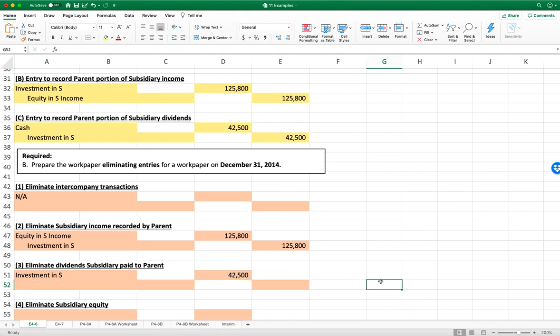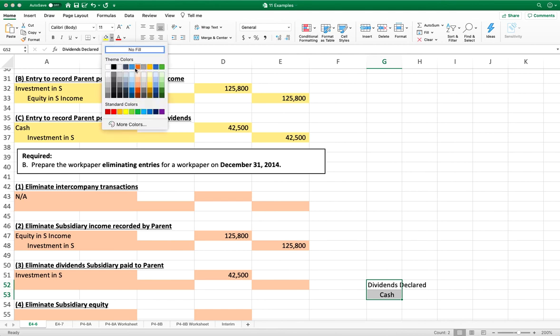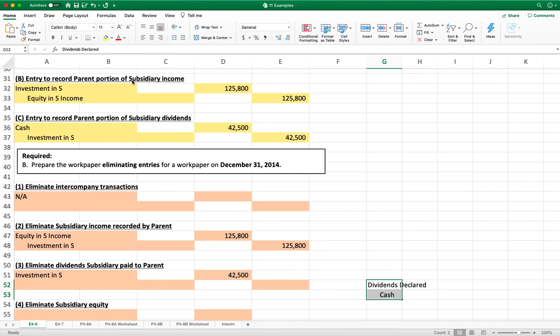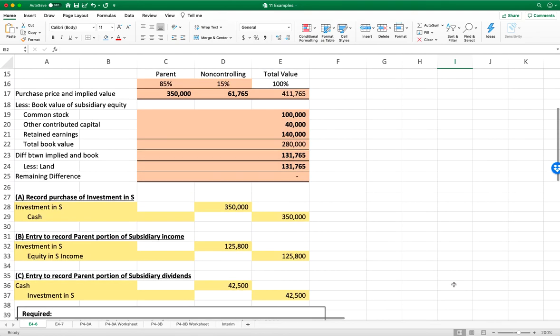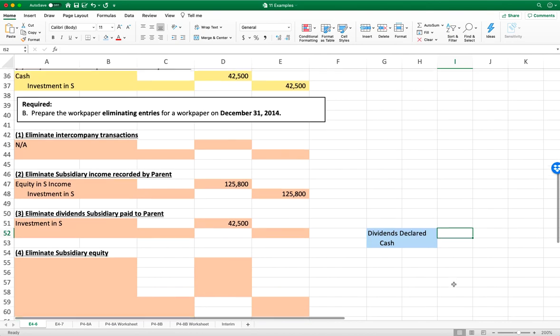So when our subsidiary issued these dividends, they would have done dividends declared. And let's just say they paid them right away. Let's not go through any sort of delay. And they would have credited cash. So this is what our subsidiary would have done. And they did it for the full amount, which was $50,000.